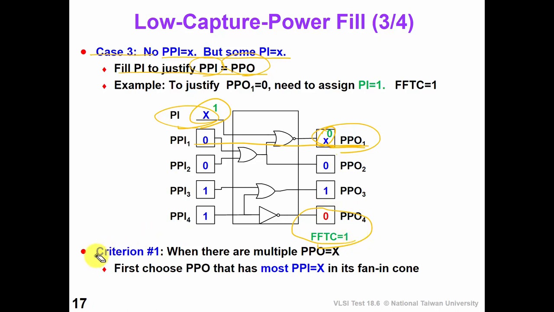Here is one notice about this case. When there are multiple PPO of unknown values, the author proposed to choose the PPO that has the most number of unknown PPI in its fan-in cone. This is one heuristic proposed by the paper.